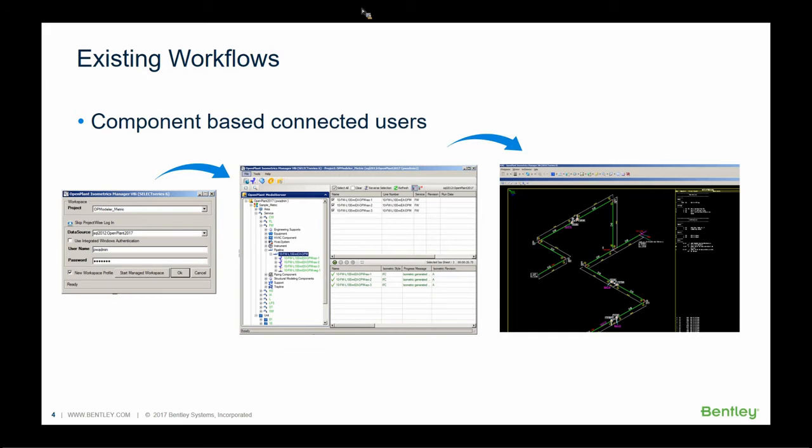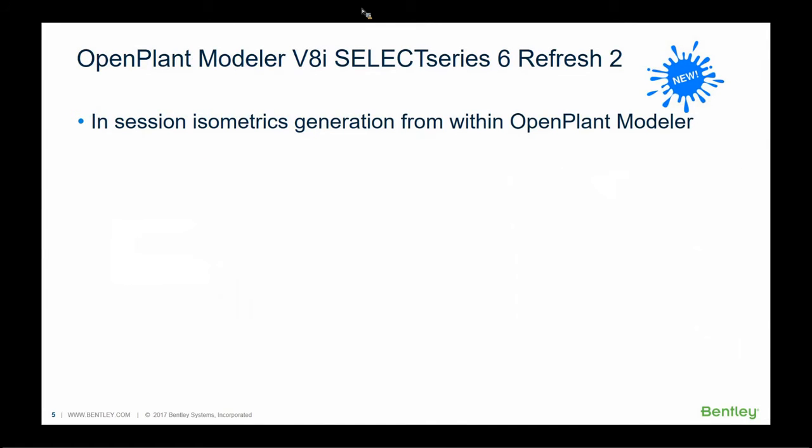All these workflows are still valid, and what we're going to see is what has changed in OpenPlant Modeler CONNECT Edition Select Series 6 Refresh 2. We haven't really taken away any workflow, so the I model workflow is there, and the model server connected workflow is also there. But what is done in this Refresh 2 is that OpenPlant Modeler users are able to generate in-session isometrics.